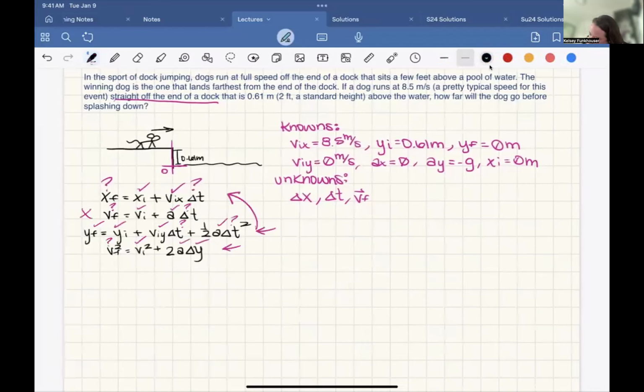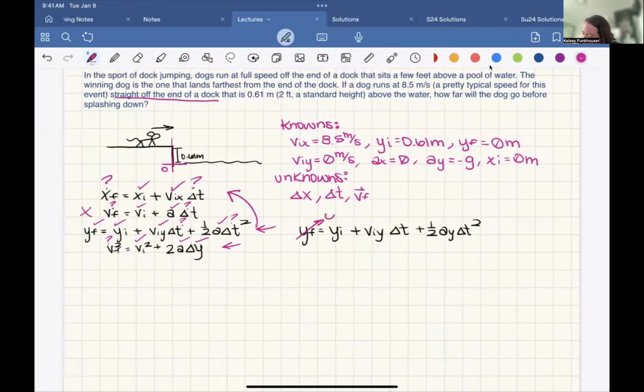Let's write out that long kinematics equation. y final equals y initial plus v initial y delta t plus 1/2 acceleration y delta t squared. Okay, let's cancel some stuff out, or at least say this equals 0. So y final equals 0. The initial y equals 0. So that eliminates some stuff.